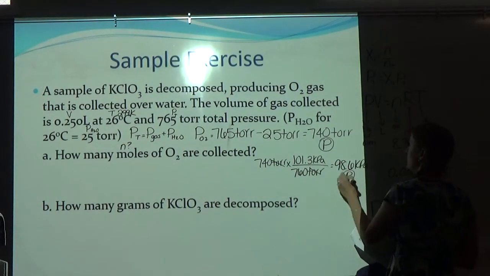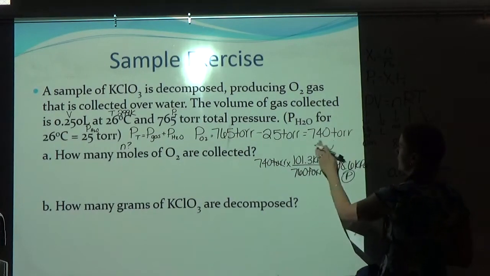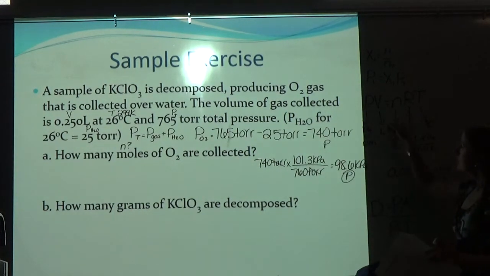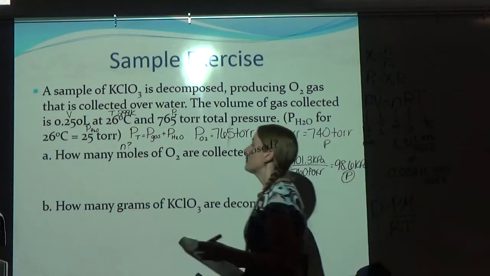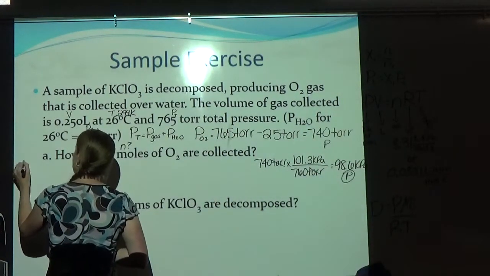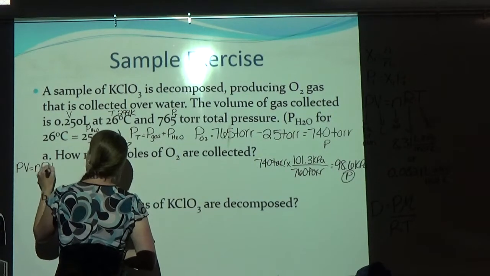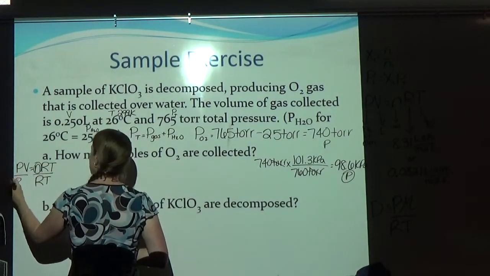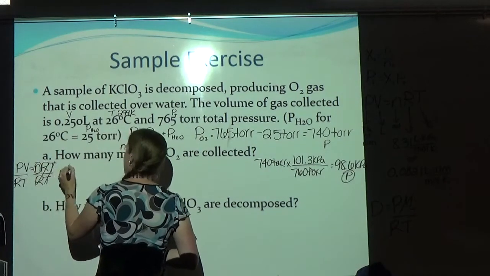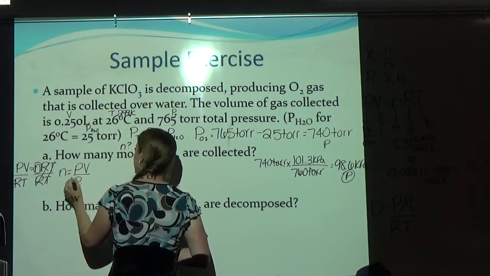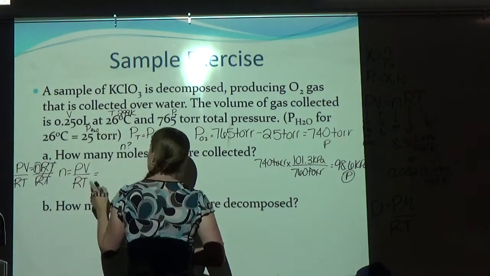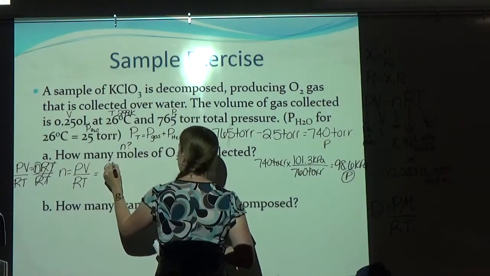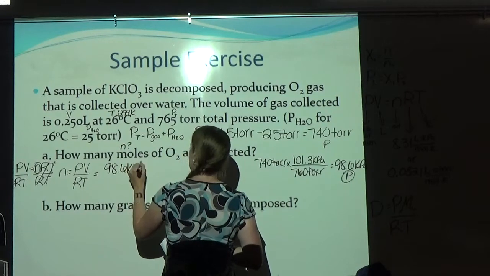So this is the pressure that I'm going to actually plug in. Let me uncircle that one. Okay, so I'm looking for n, so I need to rearrange my formula. PV equals nRT. I'm solving for n, so I divide both sides by RT. So n equals PV divided by RT. And so then I just plug in. The pressure that we figured out was 98.6 kilopascals.